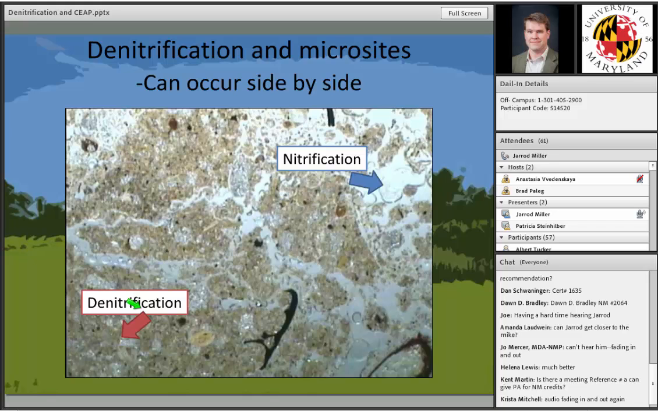Although nitrate would be preferred, if nitrate is only available in this section of the soil and iron's available over here, then the microbes are going to use whatever element is available as their electron acceptor, as they're respiring, as they're eating. Even though this nitrate might be available to a microbe, that might be like driving across the country. It's not going to know it's there. So you can have reduction of both of these elements occurring at the same time.